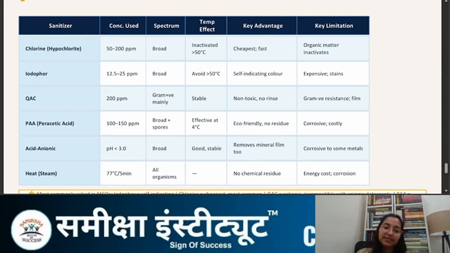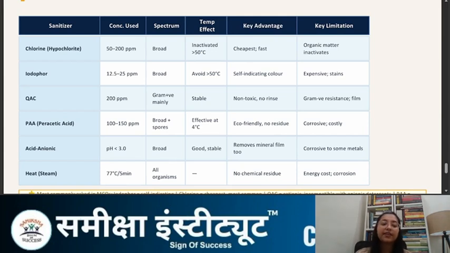Then peracetic acid solution, 100 to 150 ppm will be used. It can be employed for broad spectrum and even for spores it is very highly active. Then it is effective even at 4 degrees Celsius refrigeration temperatures. It is eco-friendly, does not leave any residue, but the issue is that it is also corrosive and sometimes costly in nature. Then acid anionic, pH less than 3 can be used. Again broad spectrum, good and stable, but again corrosive. It removes the mineral film also.